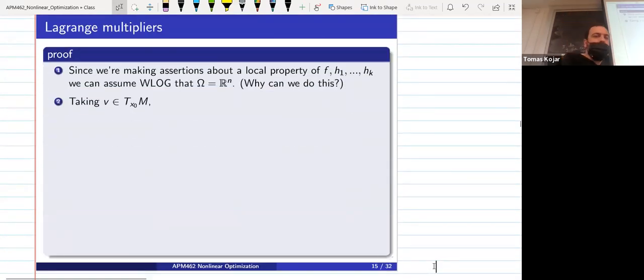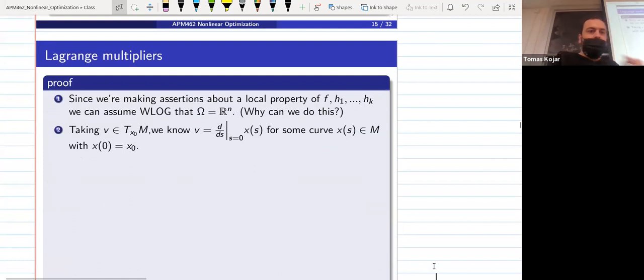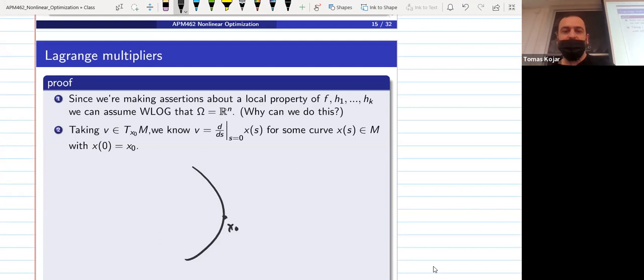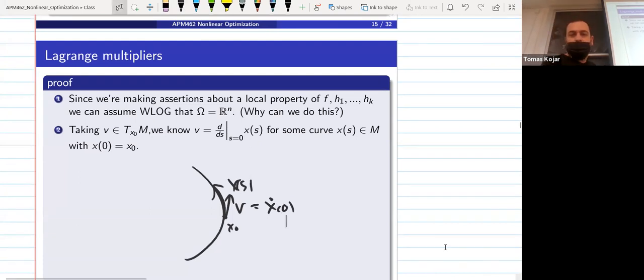Anyhow, so I'm going to prove to you that this vector v dotted with the gradient is 0. V is a tangent vector, so you can write it as: you have some curve x of s, then this v will be its derivative at s equals 0. All right, and we're going to do a chain rule argument.